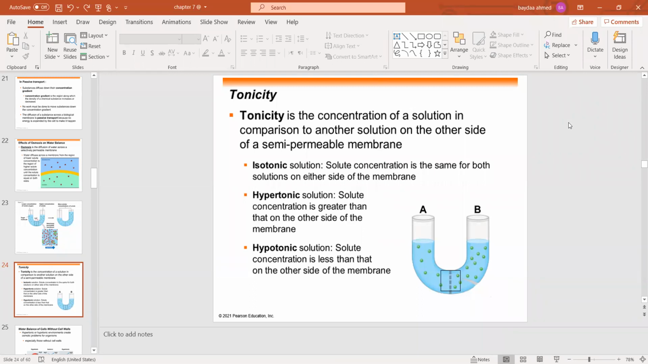Memorizing the definitions of hypertonic, hypotonic, and isotonic solutions is not necessary when you understand the root words that make up these descriptive words. The words hypertonic, hypotonic, and isotonic describe the tonicity. So tonicity is the difference in water concentration of two solutions separated by a semipermeable membrane.